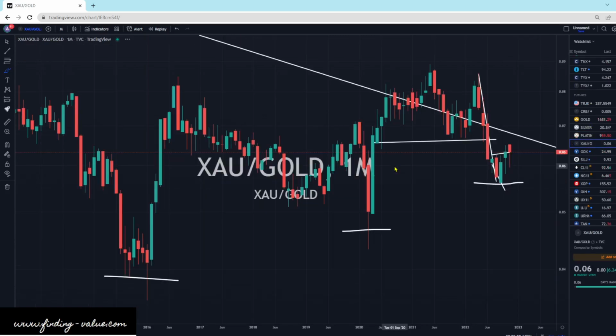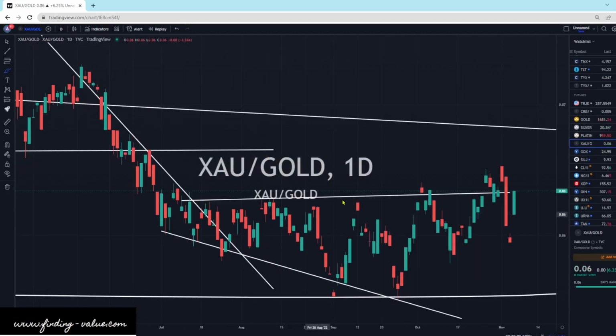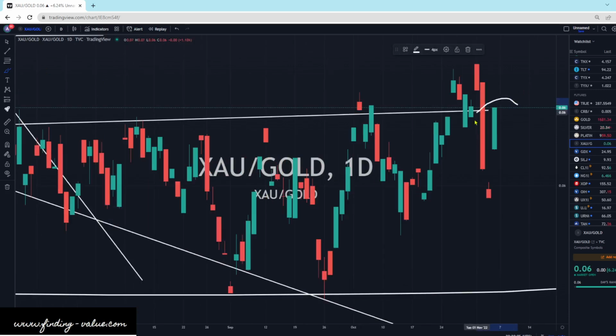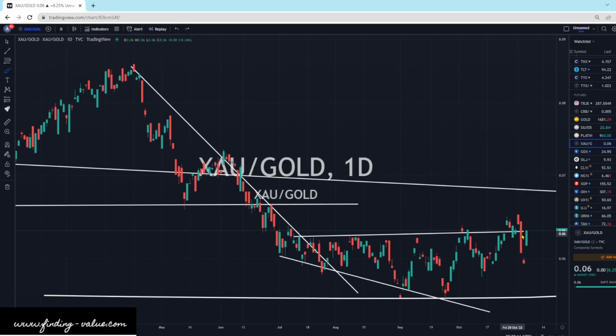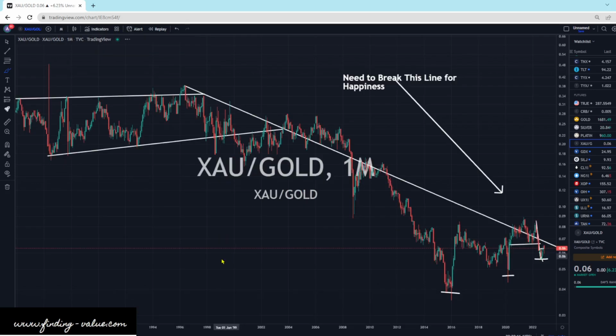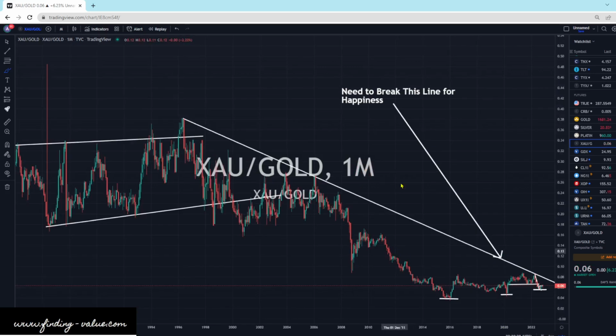XAU to gold ratio. This is the ratio telling us if we should be in the gold mining companies versus gold. Massive outperformance today. I saw a lot of very big moves in the gold and silver mining companies. So could this be the beginning of a very big move? Yes, it could. We still need to break this downtrend line, break above it, and then I think we're going to have boost mode engaged.